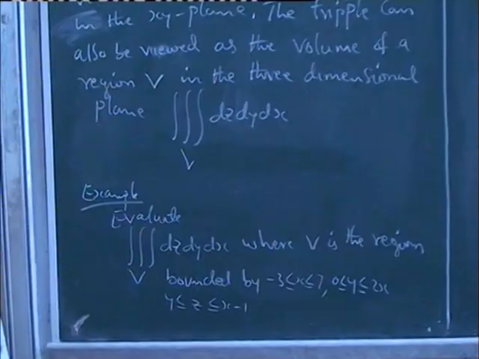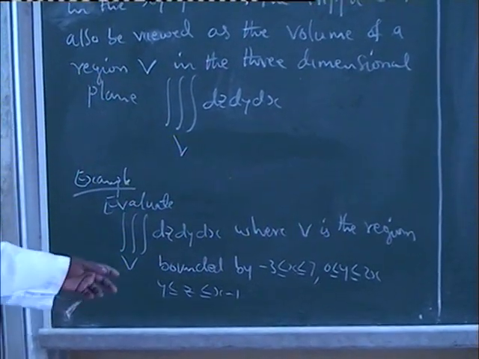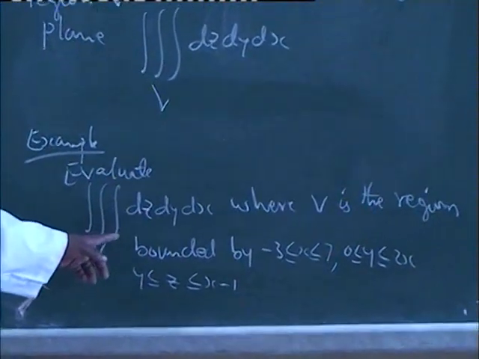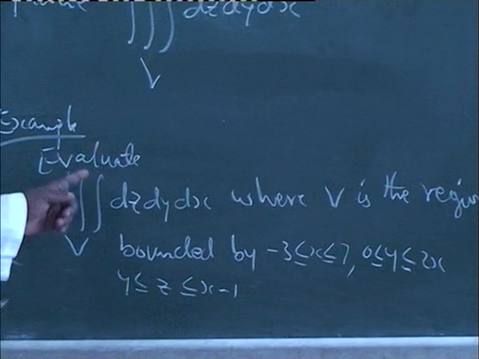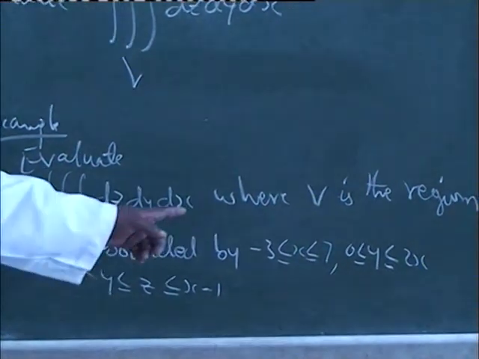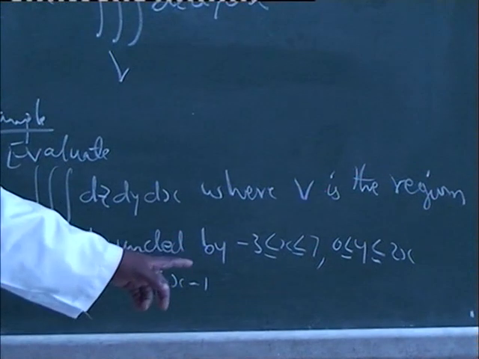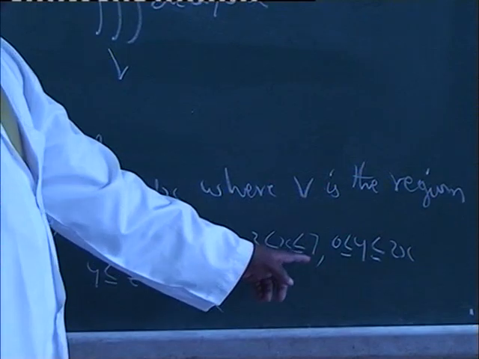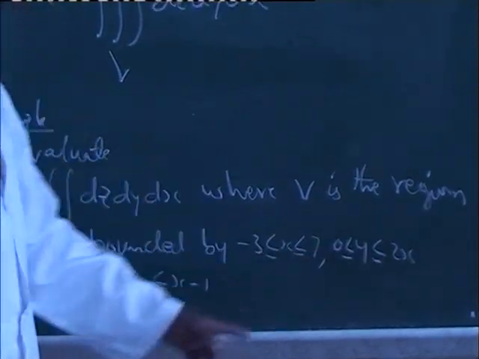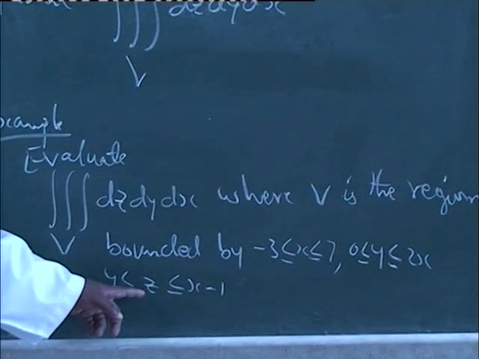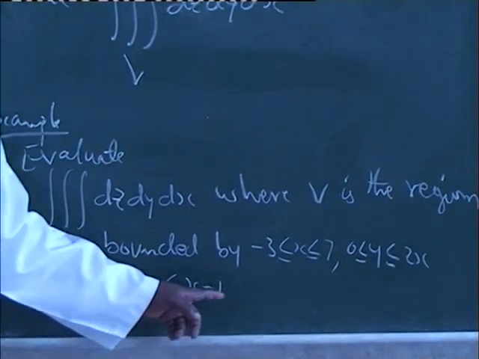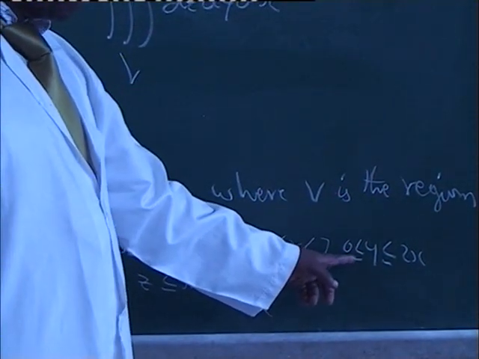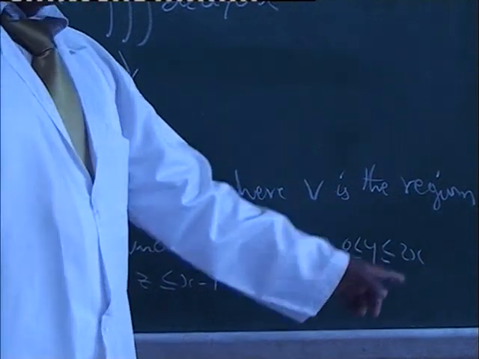Now, we are going to pick an example. It says we should evaluate the triple integral over V, where V is the region bounded by minus 3 less than or equal to x less than or equal to 7, 0 less than or equal to y less than or equal to 2x, and y less than or equal to z less than or equal to x minus 1. The same thing happens to y: 0 is less than or equal to y and less than or equal to 2x.